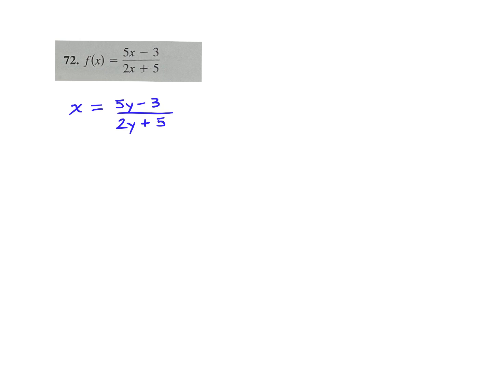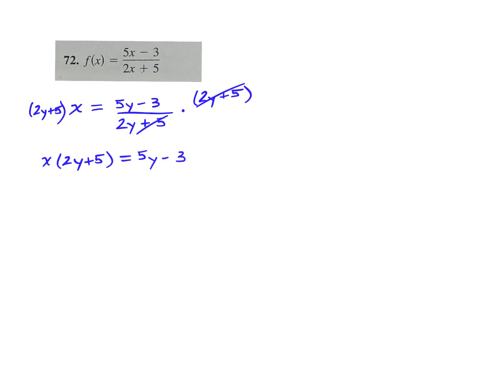The first thing you have to do is get that y that's in the denominator, that 2y plus 5, out of there. And since it's division there, we're going to get it out by multiplying by the entire binomial, 2y plus 5. I'm going to multiply by that on both sides. On the right side, it's no big deal. That just cancels out. On the left, I have x times parenthesis 2y plus 5, and that's now equal to 5y minus 3.